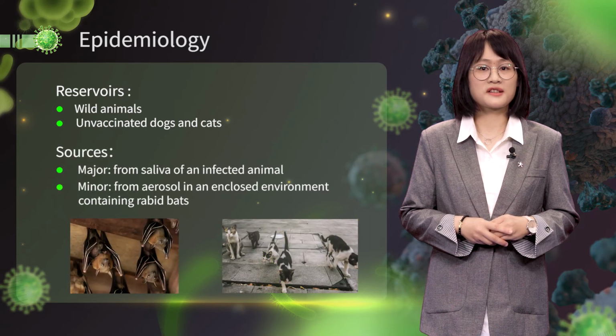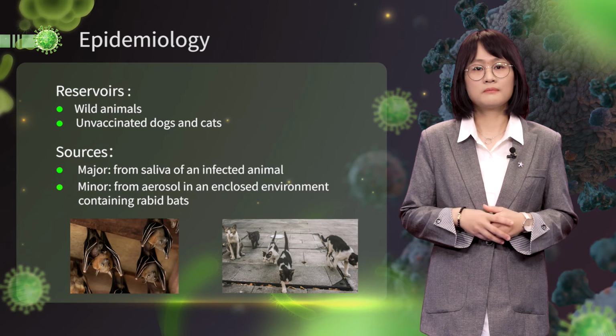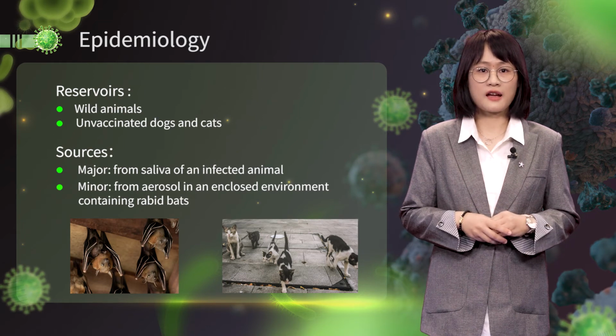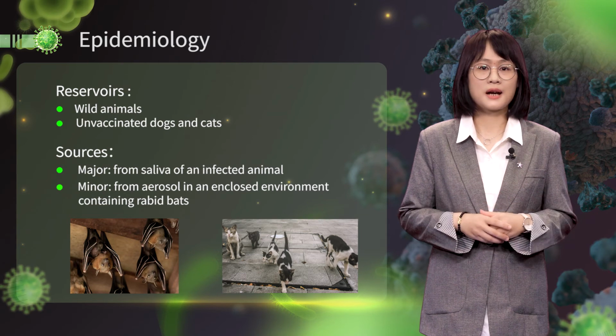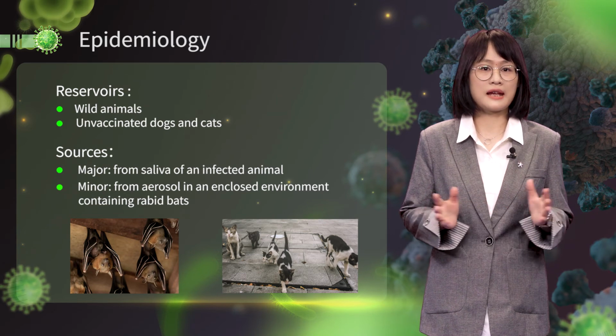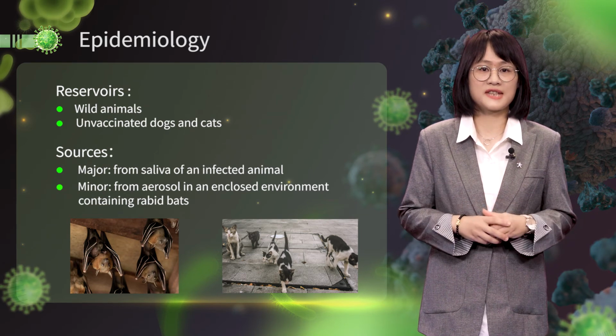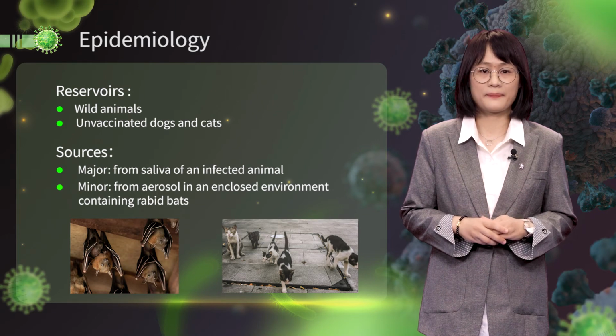There are 2 principal sources of virus. First, the major source, from saliva of an infected animal. The second, the minor source, from aerosol in an enclosed environment containing rabid bats.